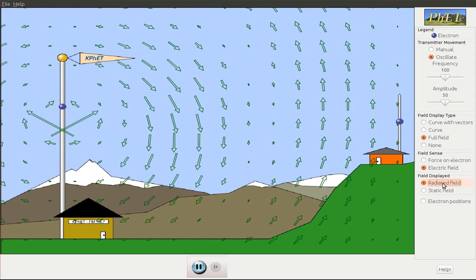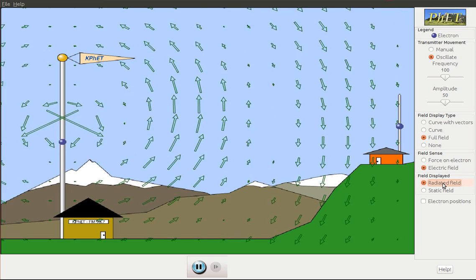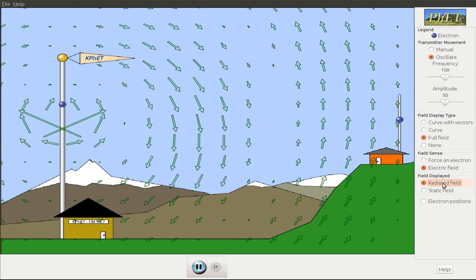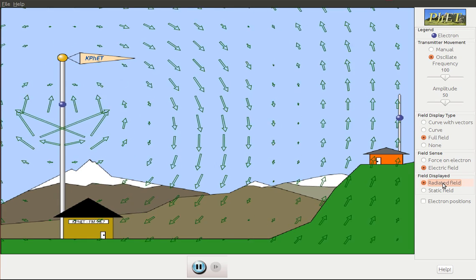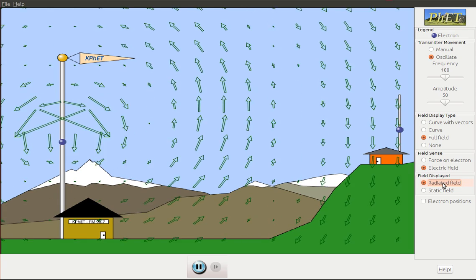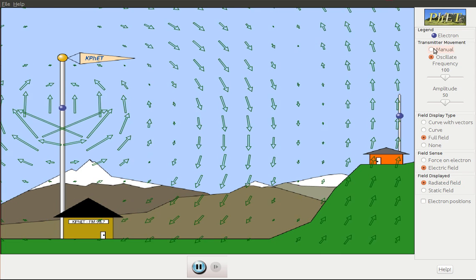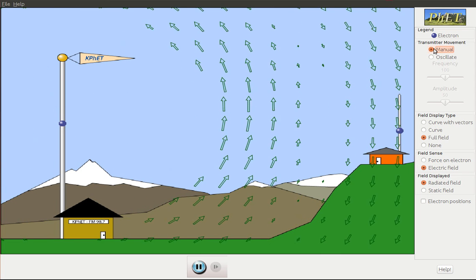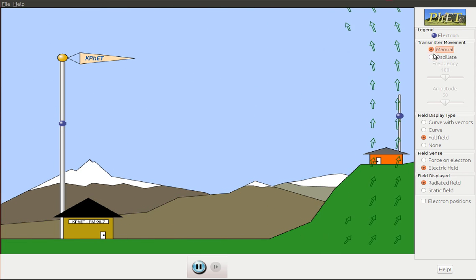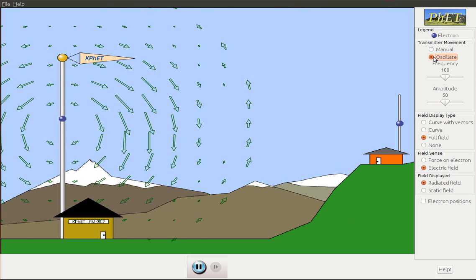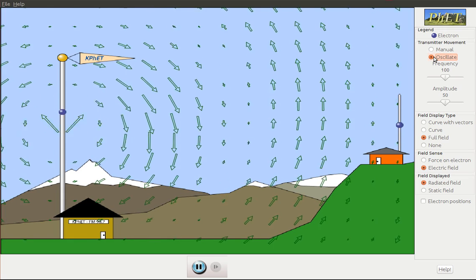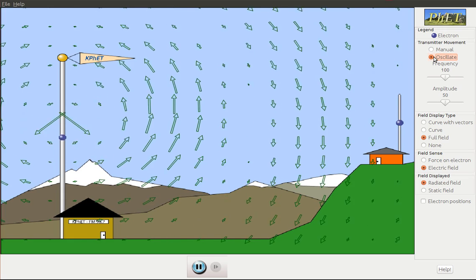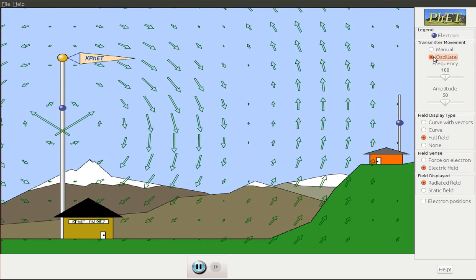What you can see is that there's a chain reaction where the arrows, which represent the electric fields, are changing in response to the electron moving up and down. When I stop the electron moving, the electric fields aren't changing at all. When I start it moving again, the changing electric field creates a changing magnetic field, which creates a changing electric field, and it's a chain reaction that moves out.